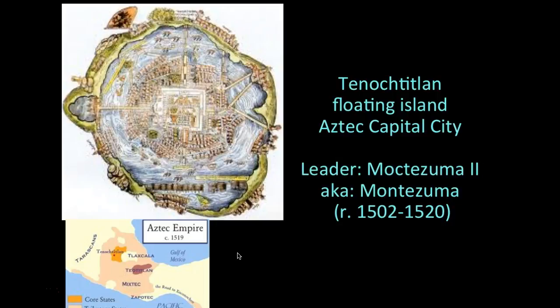Just another map of the floating island Aztec capital city of Tenochtitlan. And the leader, his name is Moctezuma II, also known as Montezuma. And he ruled from 1502 till 1520 until Cortes formally took over. And he was a decent leader for the most part, but he wavered in his beliefs. He wavered in his understanding of who Cortes was and his role.